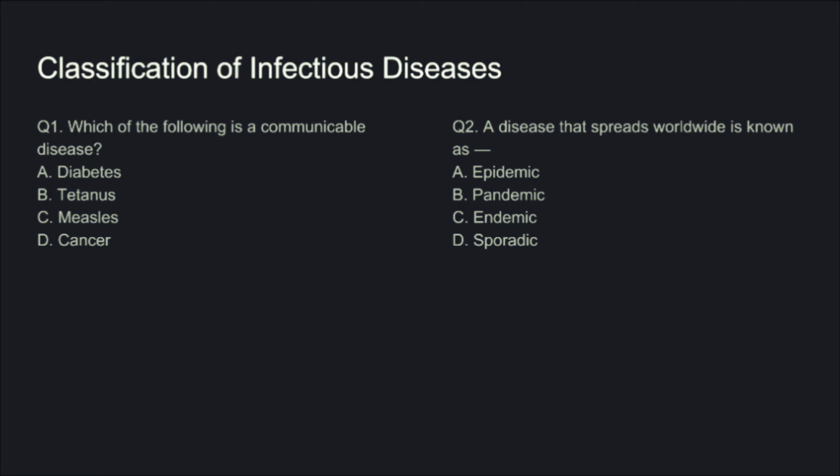Now we have questions from classification of infectious diseases. First question. Which of the following is a communicable disease? Options are A. Diabetes, B. Tetanus, C. Measles, D. Cancer. Correct answer for this question is option C. Measles.